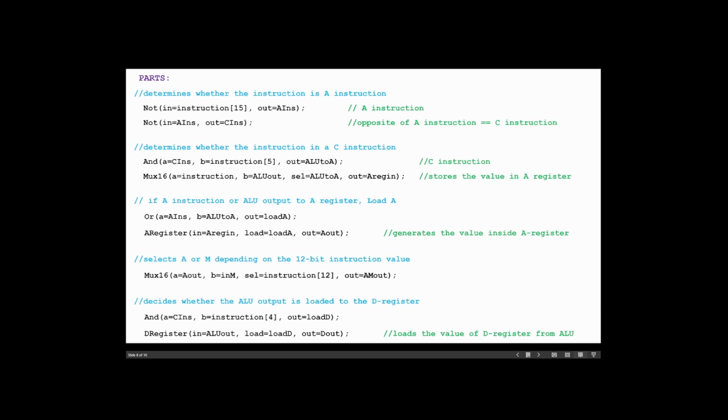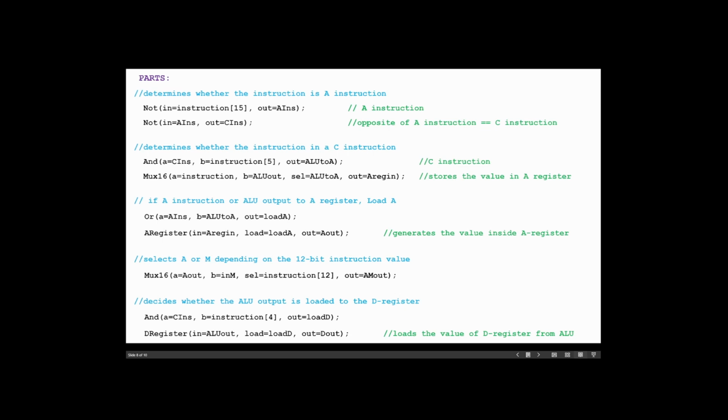The load bit in the A register would be 1 if either the A instruction or the ALU output is fed to A. On the other hand, the A register is used to store the value that is fed into the A register. It takes in the output from the multiplexer and the output load A from the OR gate as its inputs. The output A out then generates the value that is currently stored inside the register.